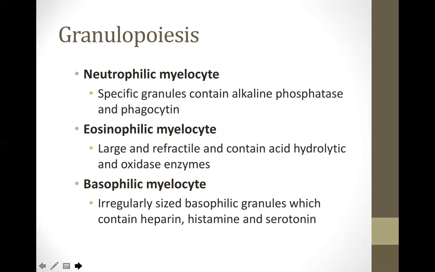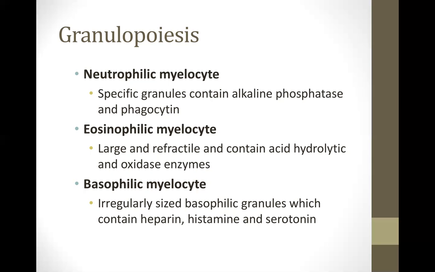Now, in the granulopoiesis myelocyte, ito na po siya. Alright? So, the neutrophilic myelocyte, sabi natin na myelocyte, specific granules na siya. In neutrophil, specific granules contain alkaline phosphatase and phagocytin. In eosinophilic myelocyte, they are large and refractile and they contain acid hydrolytic enzymes and oxidase enzymes. In basophilic myelocyte, they are irregularly sized basophilic granules which contain heparin, histamine, and serotonin.